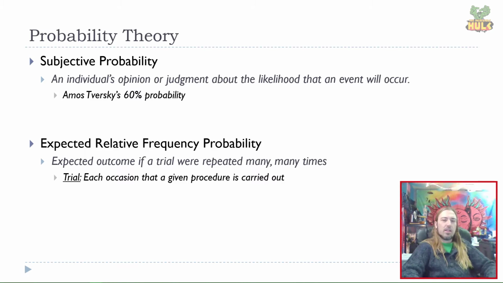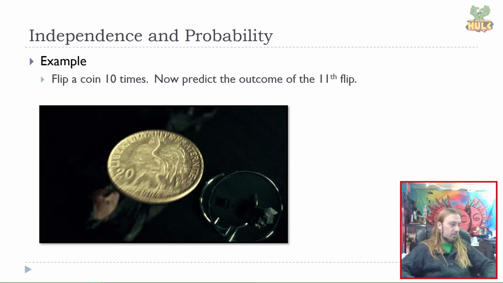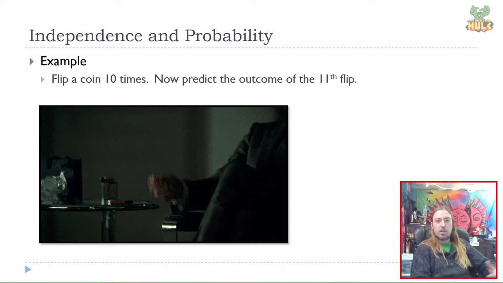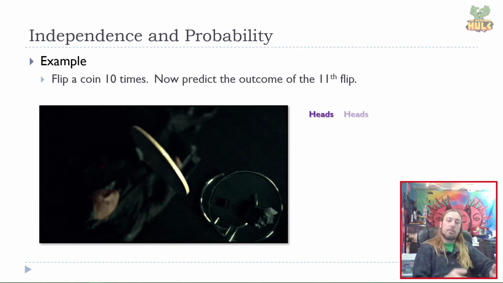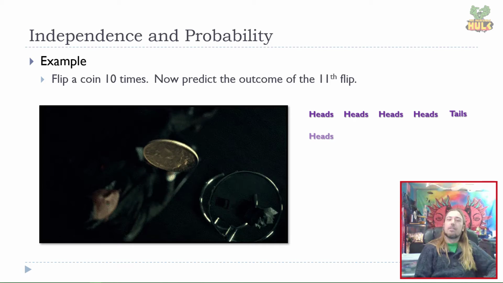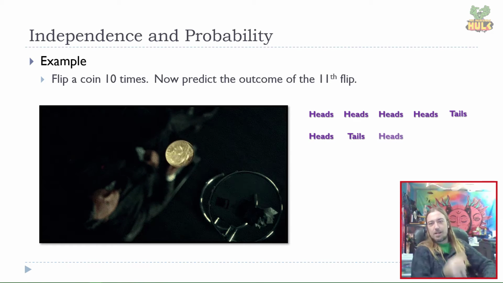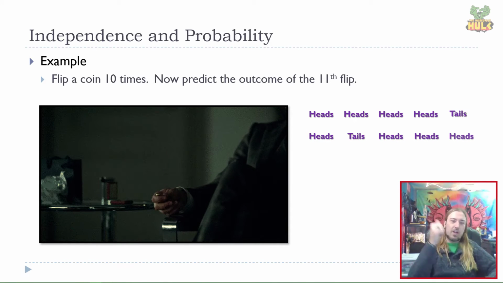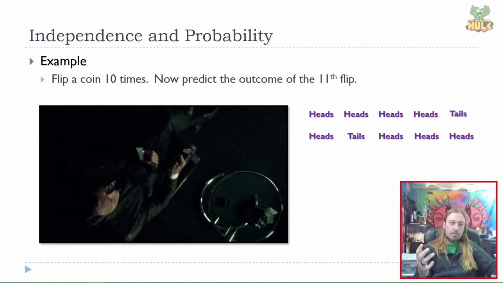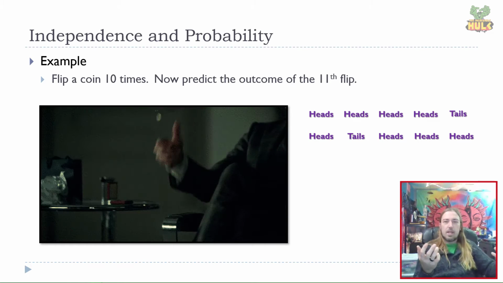So let's say I ask you to get out a coin, right? You flip your coin. It lands. And I want you to record whether it's a head or a tail. So we flip, and it's heads. We get another heads. We get another heads. We get another heads. We get a tails. We get a heads. We get a tails. We get a heads, and finally another heads. What's the 11th flip going to be? Predict. You take a guess. Is it going to be a heads? Is it going to be a tails?